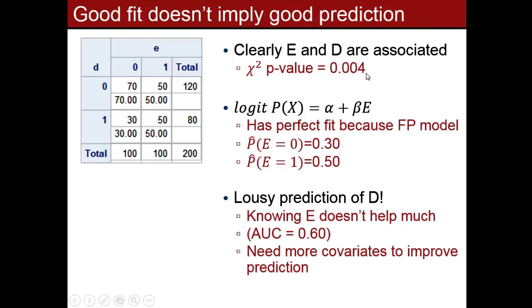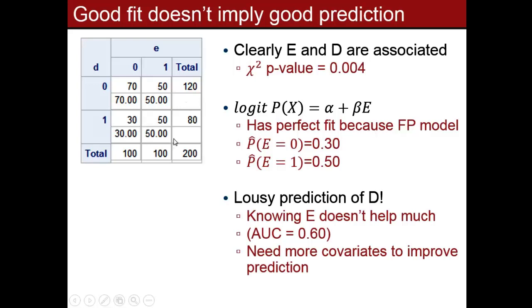The chi-square test says they're associated. But when you think about it, if you fit this model, this was a 2x2 table and I fit this model, alpha plus beta times exposure. This is basically the only model I can fit.